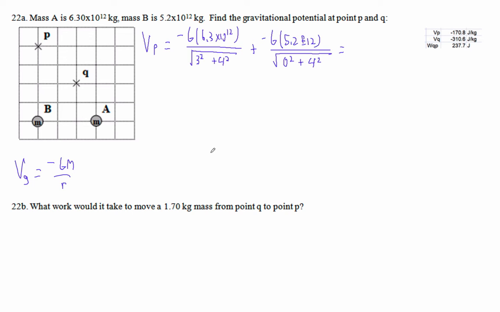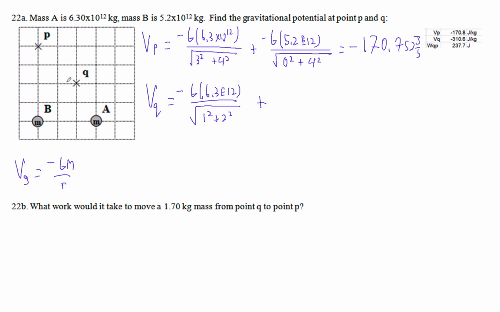All right, let's do that. I'm getting that this is negative 170.752, and that's joules per kilogram. And then let's find the potential at Q. That's going to be opposite of G times 6.3 E12, and then that's over the square root of, okay, so Q to A is 1 over 2 down.